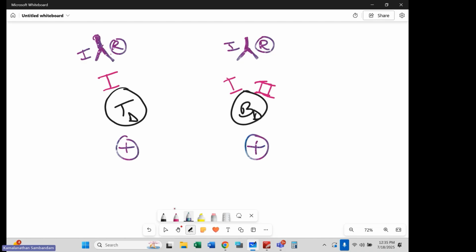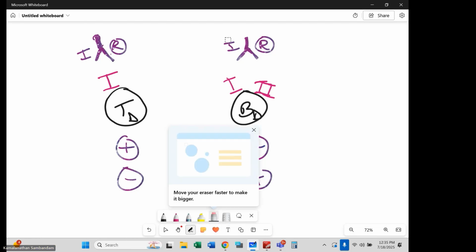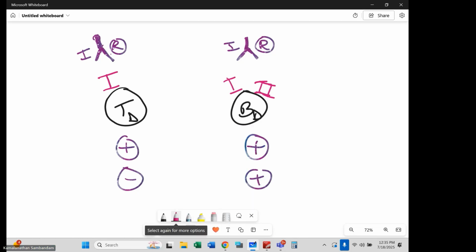Now, if I have a negative crossmatch to the T cell but a positive crossmatch to the B cell, I'm going to presume that this preformed antibody is actually binding a class 2 molecule, not a class 1 molecule. So the T cell crossmatch shows up as negative, and the B cell crossmatch comes out positive.